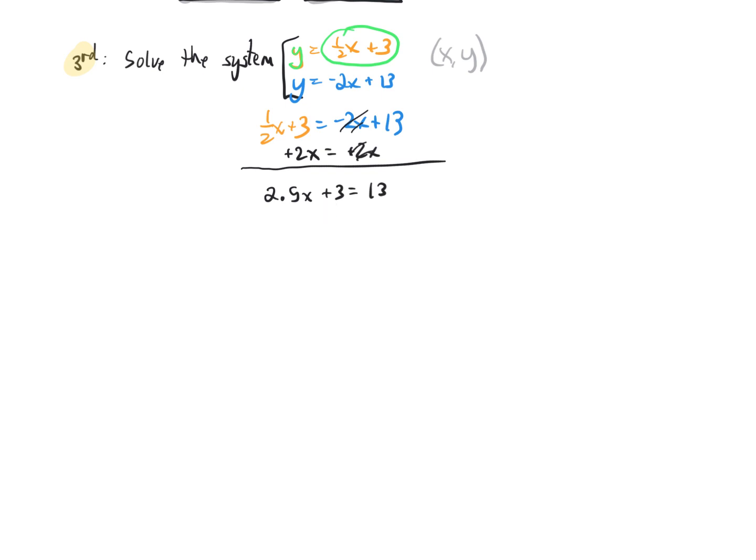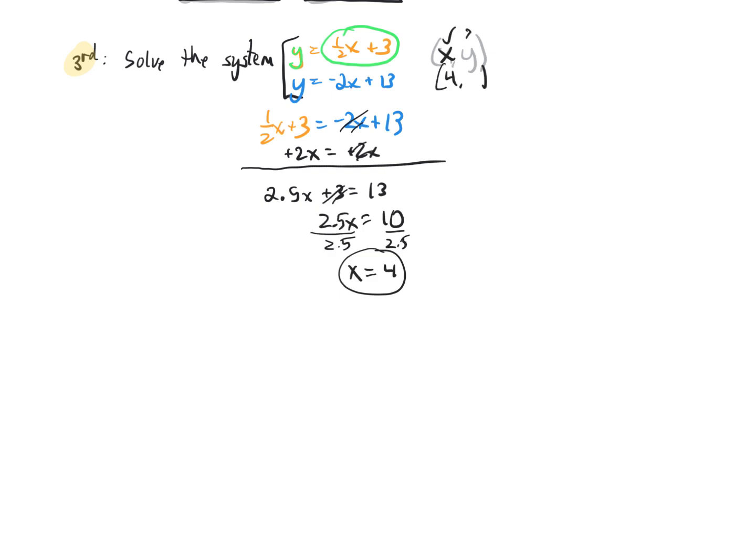Now we'll subtract 3 from both sides, so it'll be gone on the left. And here we have 10. And now we'll divide both sides by 2.5. X equals 4. All right, but we also need to know what y is, right? So we've got x taken care of.